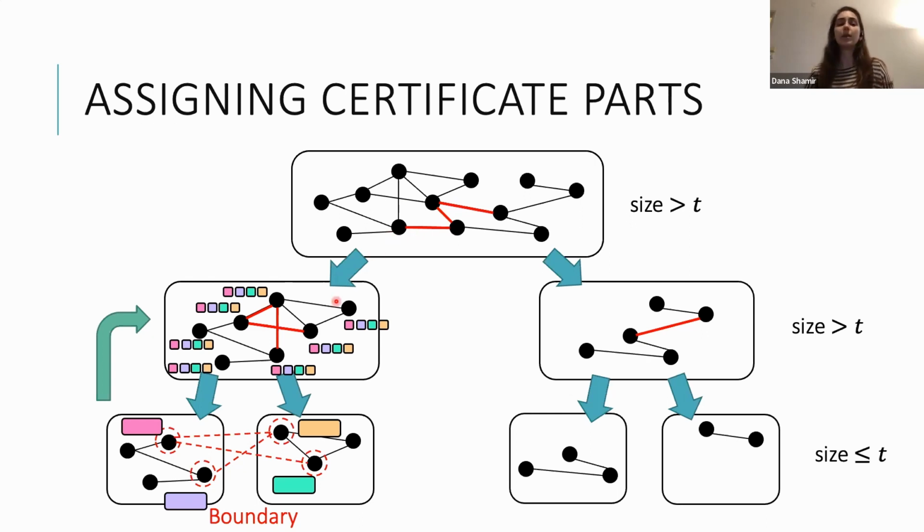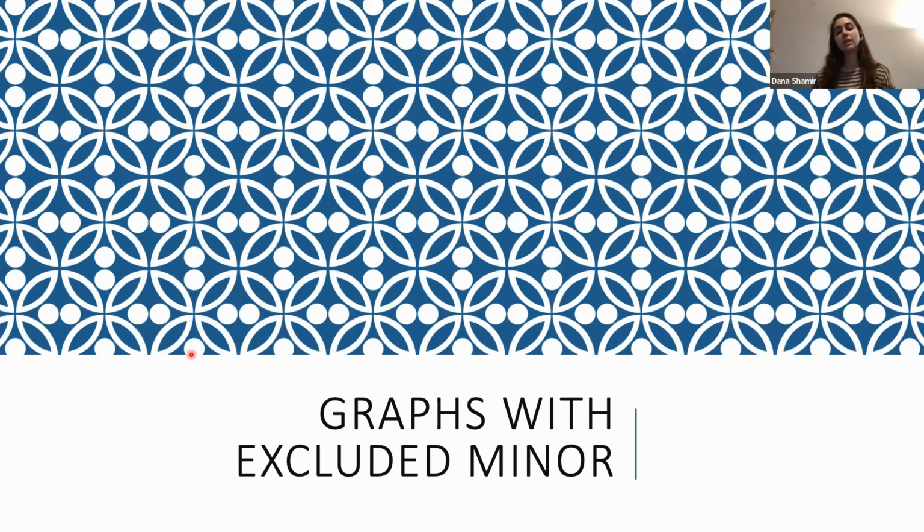The tree is logarithmic because every time we divide the graph into different connected components, we get components that are smaller than the original graph. Okay, so this was our build for graphs with small edge separators. And one more thing we show is a trade-off for graphs with an excluded minor.